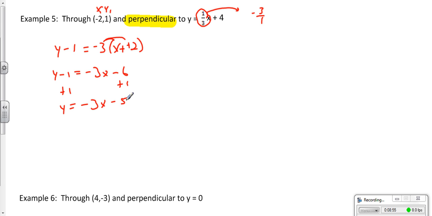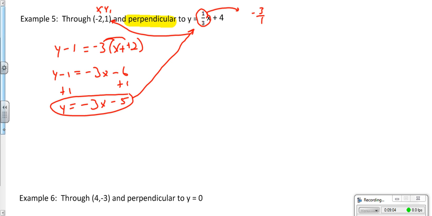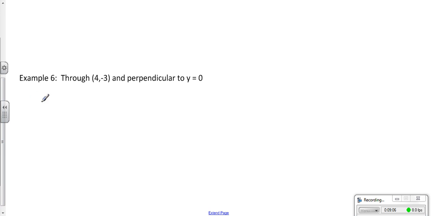With one more question, now again, I should clarify, this equation, this line is perpendicular to this line and goes through that coordinate. Example 6. Now this one's interesting because the line y equals 0 is right here. Y-intercept is 0, and it just happens to be that line.